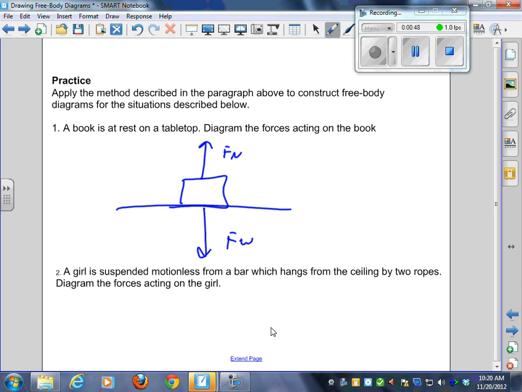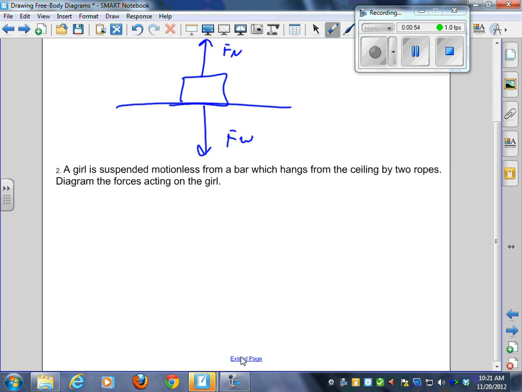A girl is suspended motionless from a bar which hangs from the ceiling by two ropes. Diagram the forces acting on the girl. Well, once again, there's going to be gravity. Is there a normal force? There is not. Why is there not? There's no surface here, right? There is tension, right? Can you feel the tension in the air?